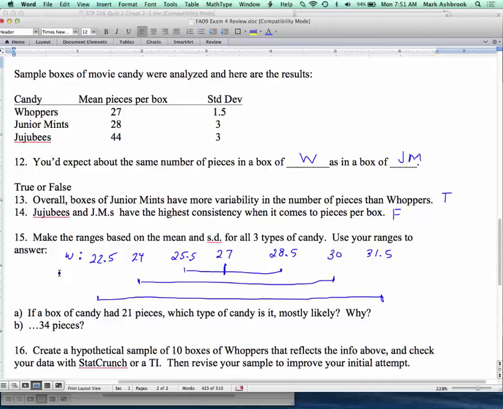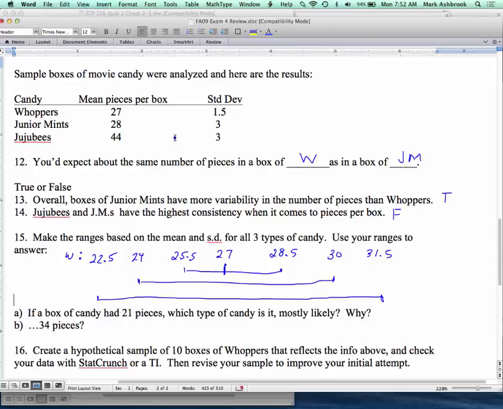Okay, so what about 34 pieces? What did you find? So for 34 pieces, now these two come into play. Which is most likely 34 pieces? What'd you find? Junior mints again. Because now these have the same standard deviation, and 34 is closer to 28 than it is to 44. So 34 is 6 away from 28, but 10 away from 44. So again, junior mints for both of those.